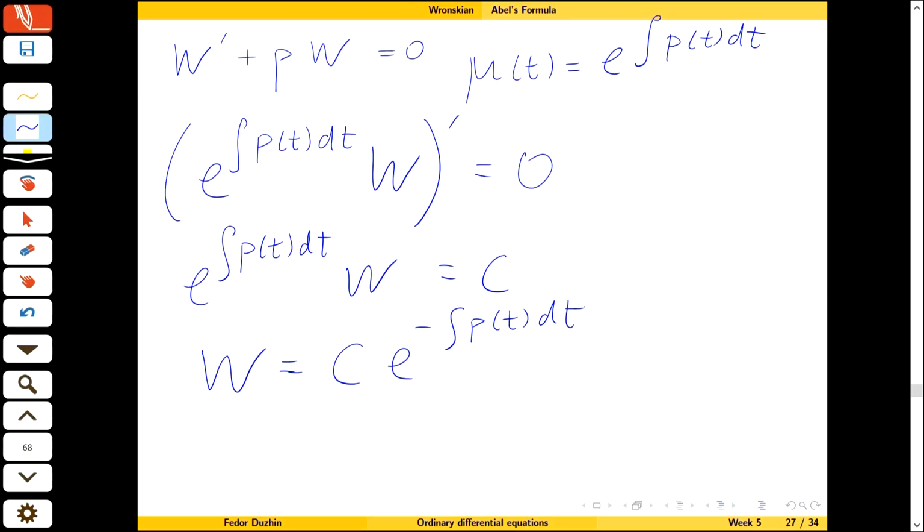Okay, so Abel's formula has been proved. A very beautiful argument. In order to do it, we wrote down that both y1 and y2 are solutions of the differential equation, and then we applied a clever trick and derived a differential equation on the Wronskian, and then we solved that differential equation, and we obtained Abel's formula in the end.